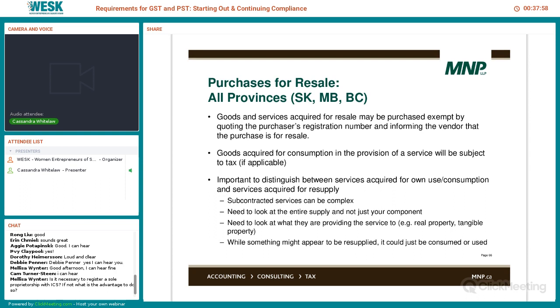In each of the PST provinces, if you have purchased a good or a service for resale, then you purchase that exempt from PST by providing the vendor with your registration number and informing them that the purchase is for resale. And the purpose of this is just to tax that end user or consumer and not have tax elsewhere in the supply chain. Anything that your business uses to provide a service or another good, so basically what you consume, will be taxable to you. And so it's important to distinguish when a service is resupplied versus when it's acquired for your own use or consumption. Subcontractors can further complicate the issue, so you need to look at the entire supply chain, not just your component of it, and you also need to look at what the services are for.